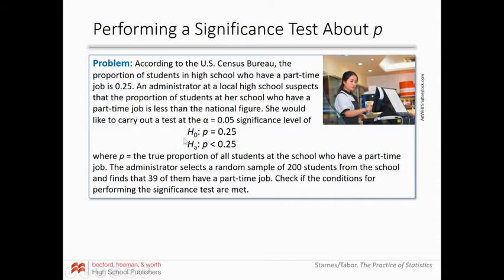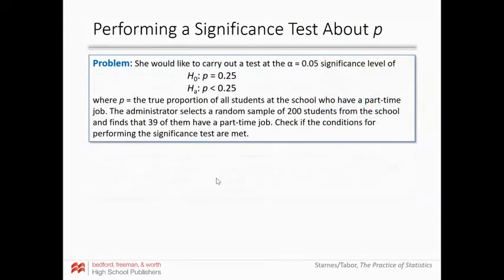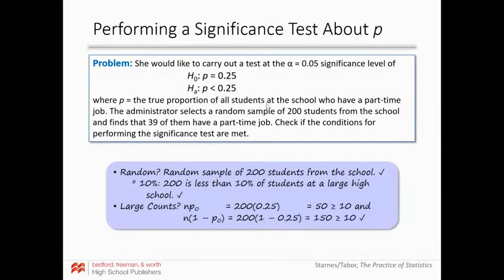Realize that our alpha level has been stated before we've done any calculations whatsoever, so we're good there. The administrator selects a random sample of 200 students from her school and finds that 39 of them have a part-time job. So let's check the conditions for performing the significance test. Right off the bat, the first one is random. It tells us that a random sample of 200 students from the high school was selected, so we're good there. It could say a random sample, random assignment if it's an experiment, or an SRS, a simple random sample. Those all qualify for random.